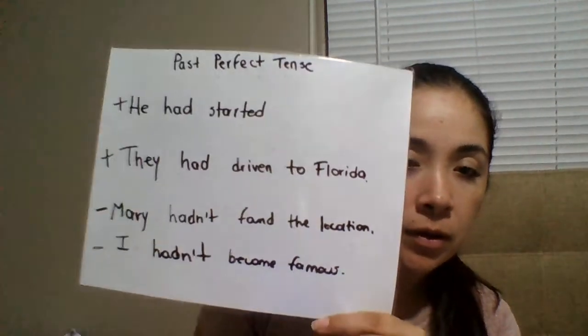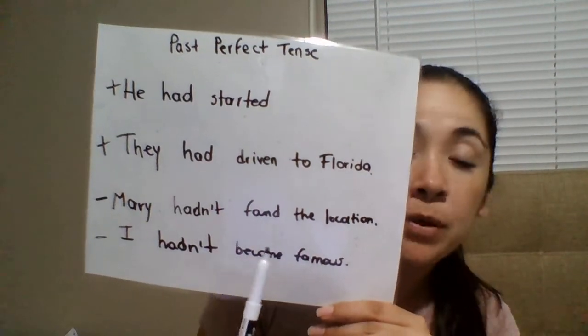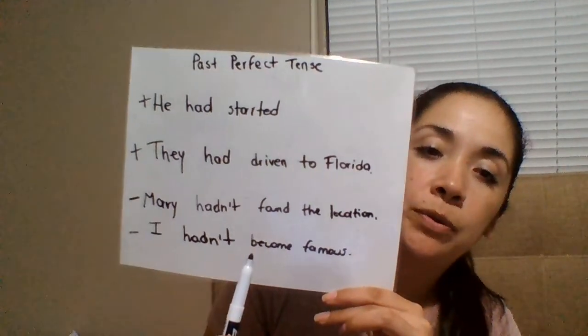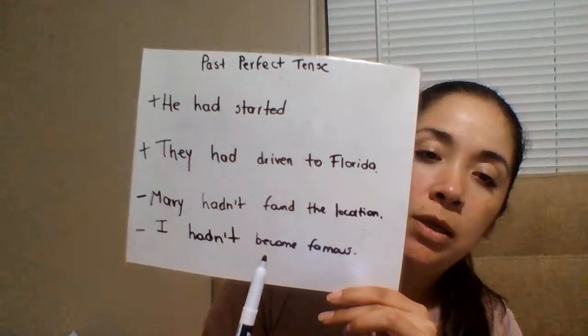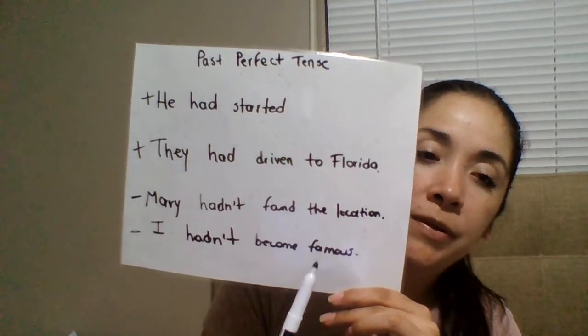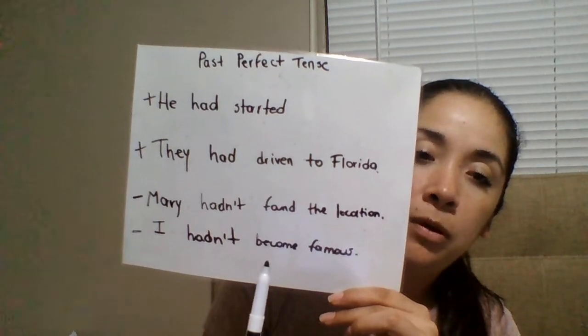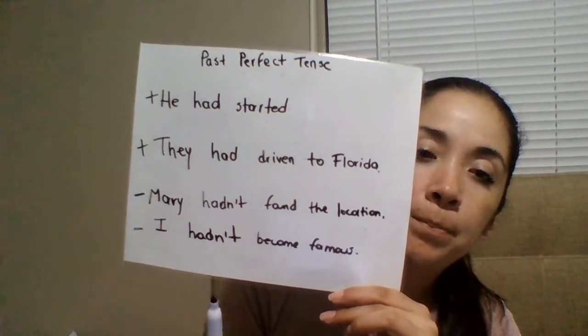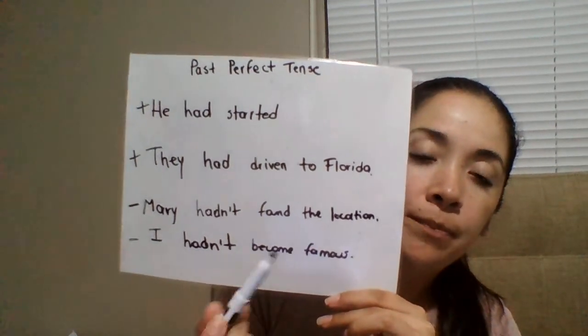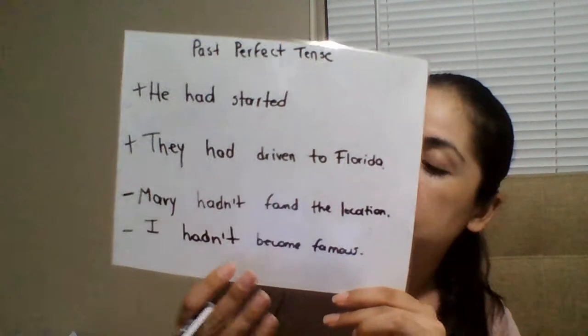Okay? This verb is an irregular verb. So this is the past participle of the verb become. Become, became, become. Okay? Don't forget to practice your verbs.